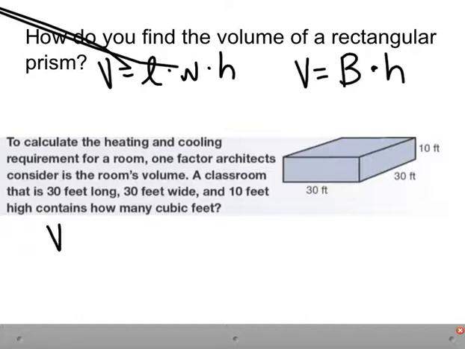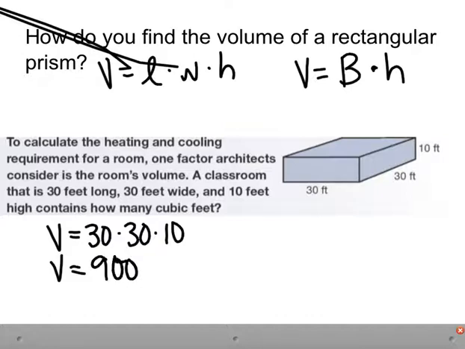And we will see if we do our volume being length times width times height, we are going to say 30 times 30 times 10. Which would mean we can simplify 30 times 30 is 900 times 10 is 9,000 square feet.